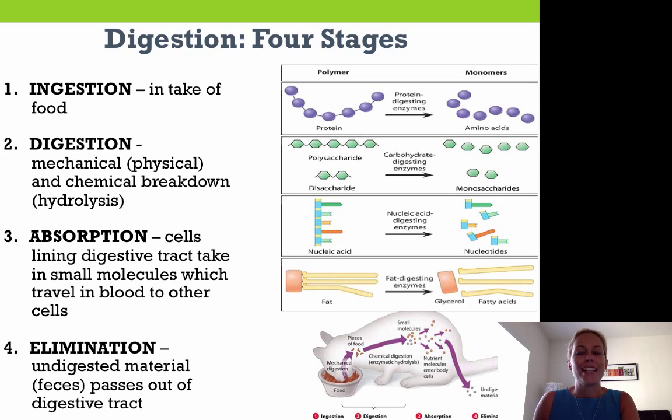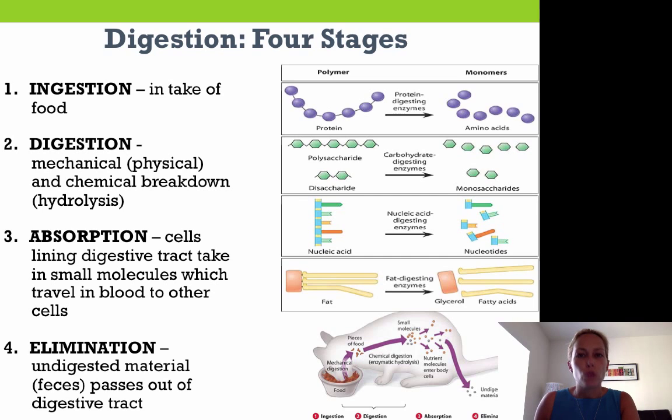So digestion takes place in 4 stages. First, you've got ingestion, which is the intake of food. So you're eating a sandwich, an apple, pizza, anything like that. Then you've got digestion, which is the mechanical. So there's actually mechanical, physical breakdown, and chemical breakdown, through hydrolysis of the food that you eat.